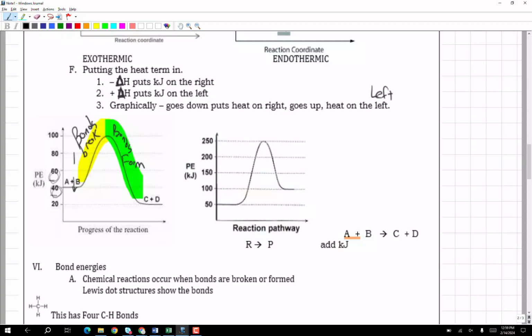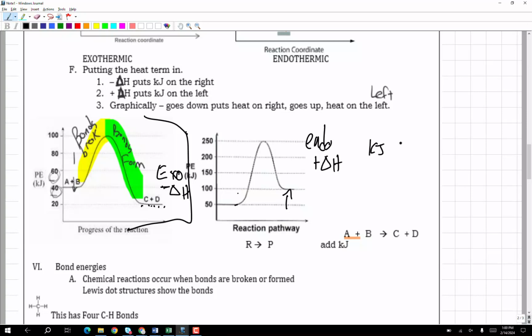Graphically, it goes down here, so this is exothermic and has a negative delta H, all because it went down. This one right here is going to be endothermic. Why? It went up in energy from my reactants up. It would have a positive delta H, and kilojoules would be on the left. And this one, kilojoules will be on the right.